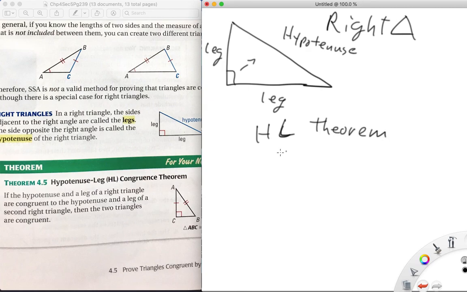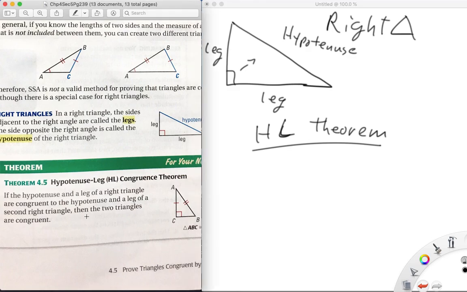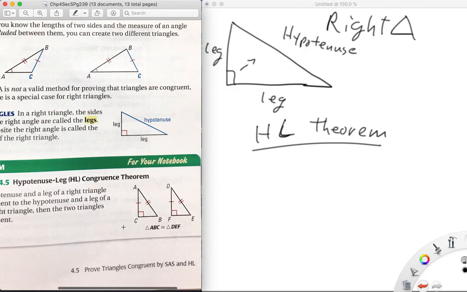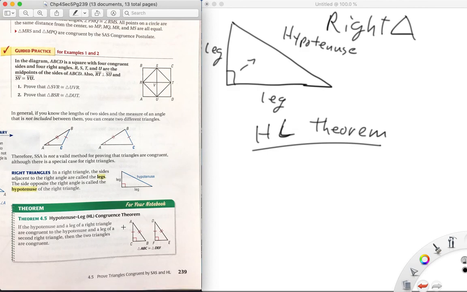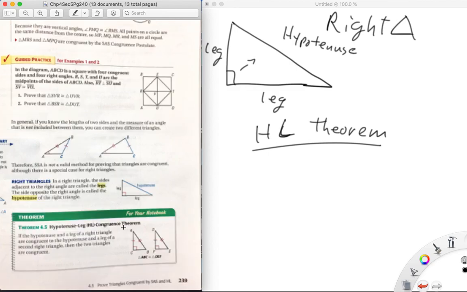right triangles. And it says that if the hypotenuse and leg of one right triangle is congruent to the hypotenuse and leg of a second triangle, then the two triangles are congruent. Hypotenuse leg. If the hypotenuse and leg of one right triangle is congruent to the hypotenuse and leg of a second triangle, then the two triangles are congruent. Hypotenuse leg.